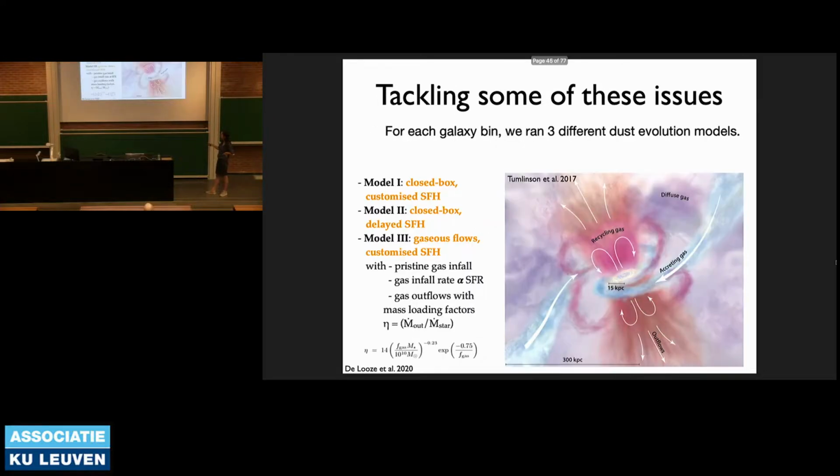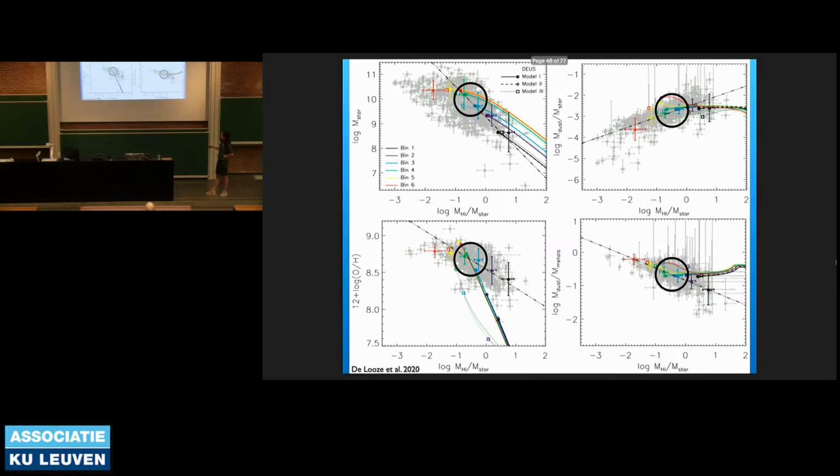So that's what we've done, and we've considered 3 different models. The first 2 are quite simple, closed box models, and the third one accounts for gaseous outflows and infall of gas. And then the difference between the first 2 models, without going into too much detail, is different star formation histories. In the first one we actually tried deriving a star formation history from observations, and the second one is a typical delayed star formation history model.